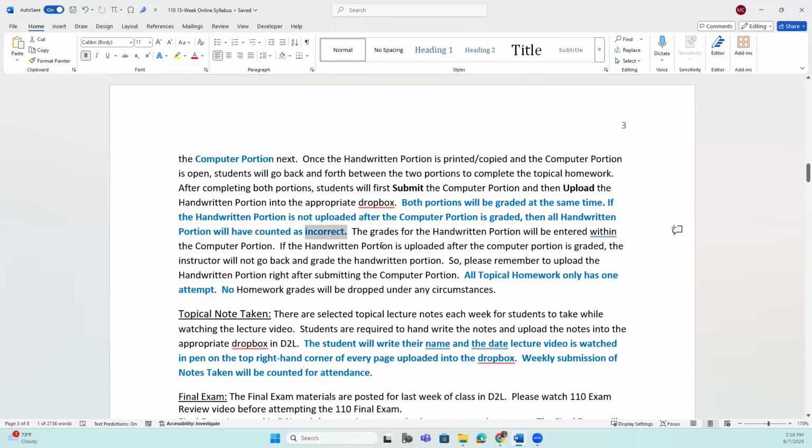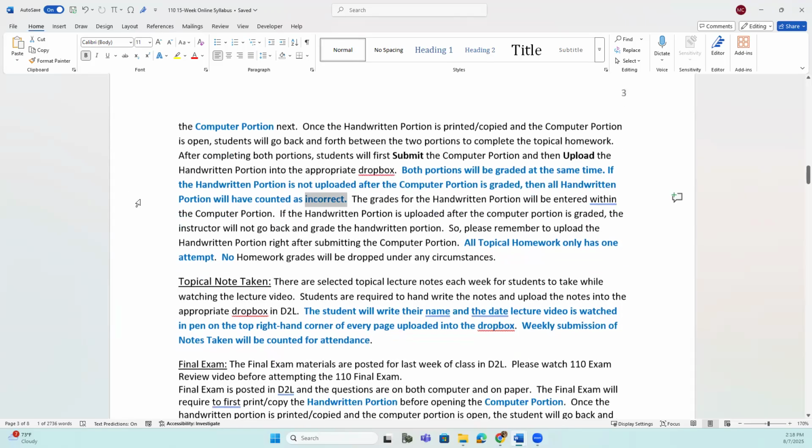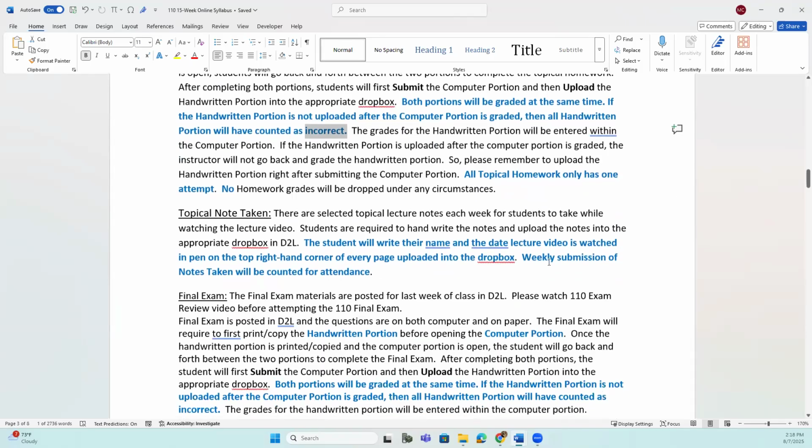So if the handwritten portion of homework is uploaded after I already graded your computer portion, then I will not go back and regrade your handwritten portion. So please remember to upload the handwritten portion right after you submit the computer portion. Again, if you're not ready to submit both, submit neither. All the homework only has one attempt, and we do not drop any homework grade.